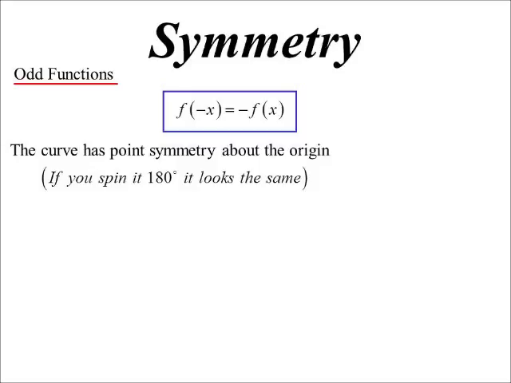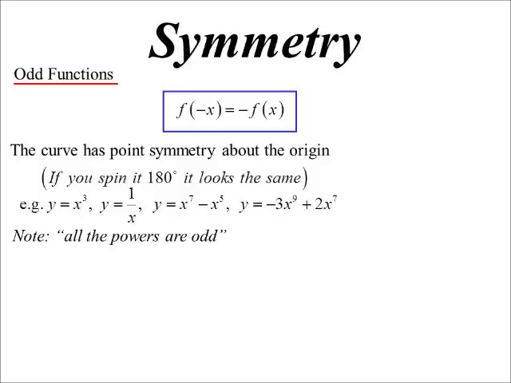Okay. So spin it 180 degrees, it looks the same. So y equals x cubed, 1 on x, x to the 7 minus x to the 5, minus 3x to the power of 9 plus 2x. So they're all examples of odd functions. So when you're looking at polynomials, just look at the powers. The powers have to be odd for it to be an odd function. Unfortunately, that's not good enough for a proof, but if you're just looking at it, that's another way of telling. So all the powers are odd.